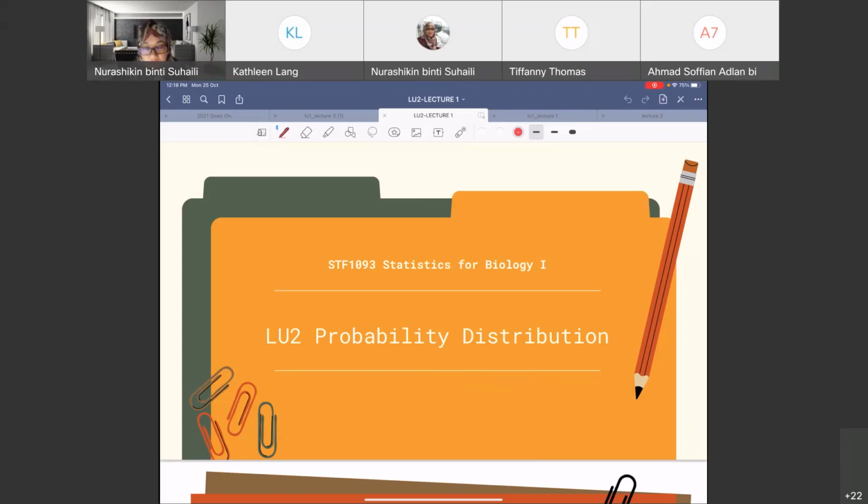Distribution, as I said, is about the data, the whole data, and we refer to it as distribution. Probability, do you know probability? It's the chance. Yes. So probability has to do with the chance. What is the probability of winning the game, for example? 50-50, or maybe 70%. So it's about the chance, or in Malay we call it kebarangkalian.